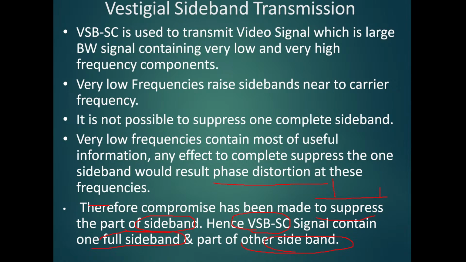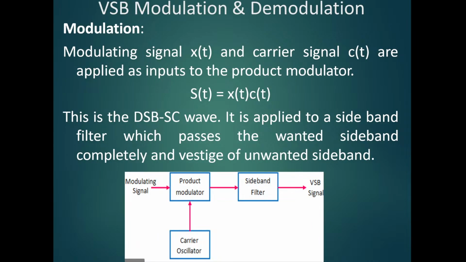So how do we do it? Let's look at the block diagram of VSB modulation. Here we have a product modulator, where we produce a DSB-SC, double sideband suppressed carrier. This is given to a sideband filter, which will suppress one of the sides and therefore produce a VSB signal. This is nothing but modulation of VSB.